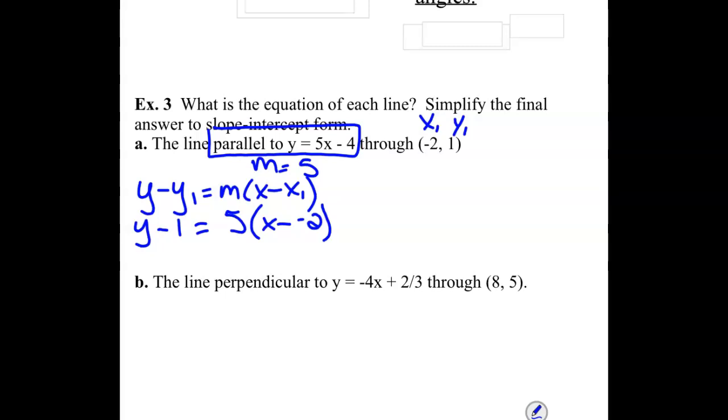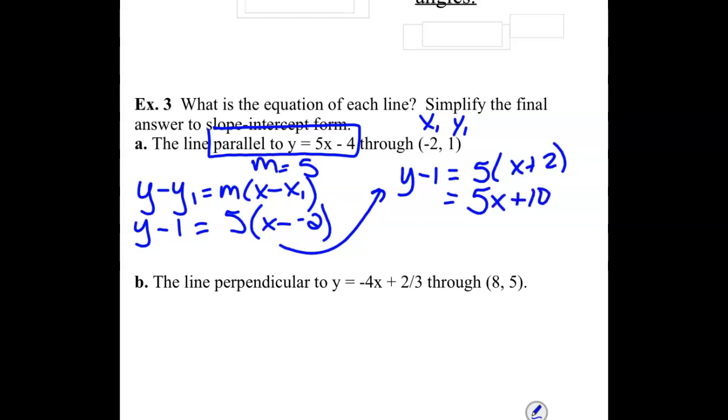All right. It does say to simplify this. So let's go ahead and do some distributing. We get y minus 1 equals 5 times x plus 2. So distributing, we've got 5x plus 10. And if we add 1 to the other side, we okay with that?